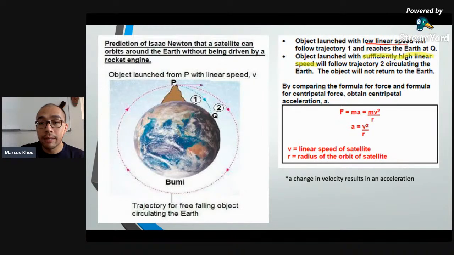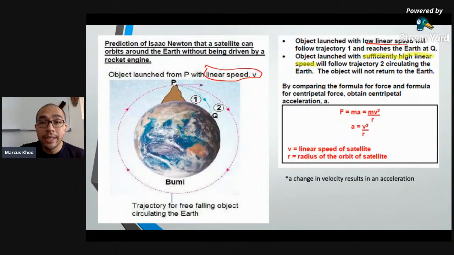Okay, so I just made a point here. A change in velocity results in an acceleration. So there's definitely going to be an acceleration because there's a change of velocity. Remember, the speed is the same, but the velocity is different. I don't know how many times I've said this. The velocity is different because the direction changes. And because there's a change of velocity, there is going to be an acceleration.